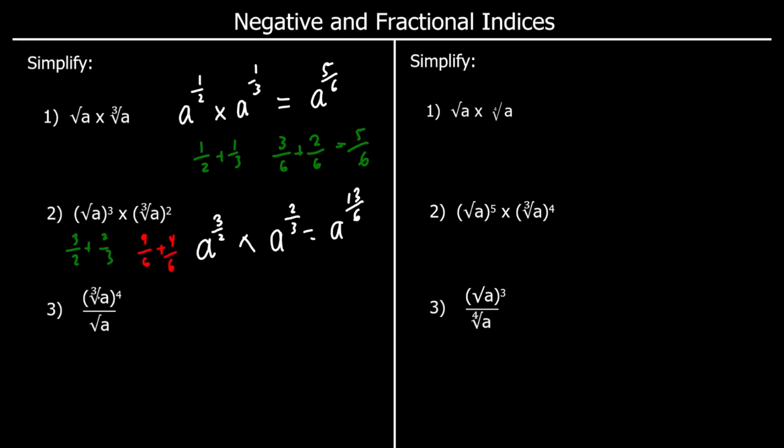Question 3, we've got the cube root of a to the power of 4. So the cube root's the bottom one, the 4 is the to the power of 4, over a to the power of a half. Square root's a half. This time we're taking away the powers. We're going to have 4/3 take away a half. Again, make the denominators 6. 8/6 take away 3/6 is 5/6.